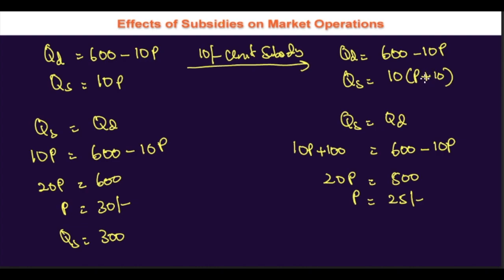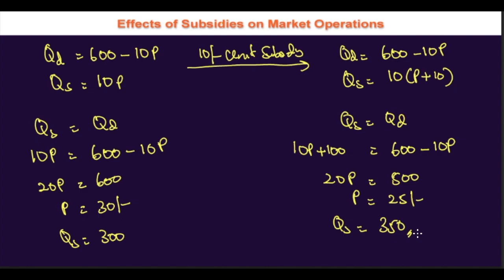Because the price has increased for the producers, they are going to produce more now. So at equilibrium, the quantity supplied would be, you substitute 25 for p, so 25 plus 10 would be 35, 10 into 35 would be 350. As you can see, there are more units being supplied to the market.